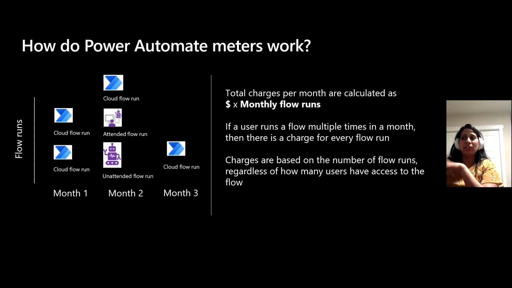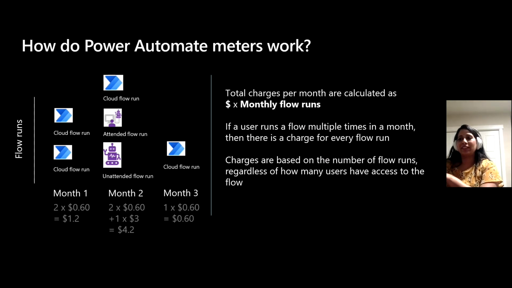In the third month, you just have one cloud flow run. The charges are based upon flow run. So if the same user ran the flow multiple times, every flow run will be charged. And it doesn't matter, like we discussed, who the users are or how many people have access to the flow. Every time a flow runs, you will see a corresponding charge.